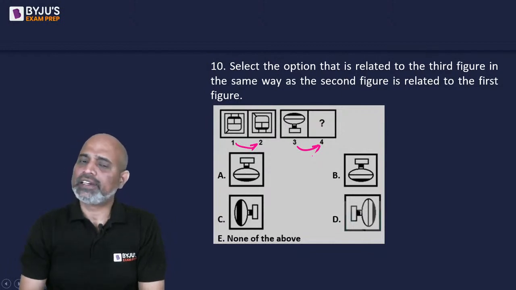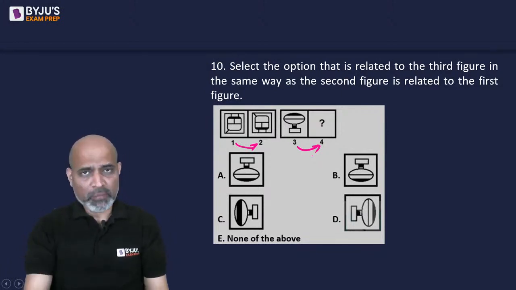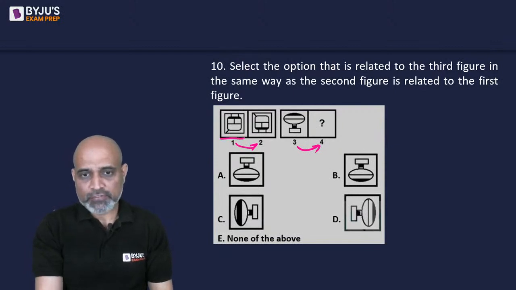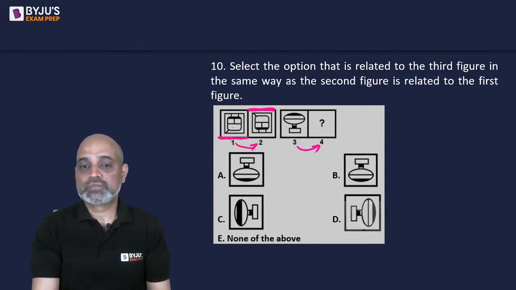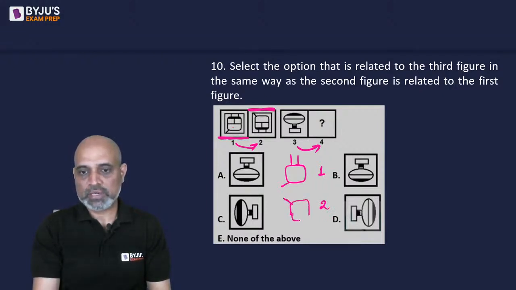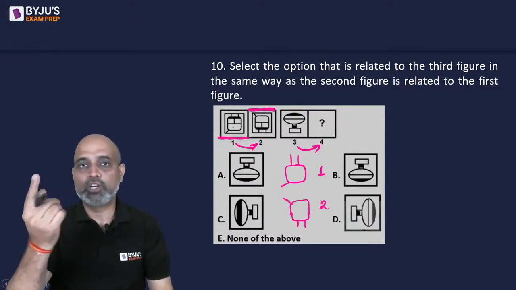So how are they related? They are mirror images, right? As in, if I join these two figures they will become mirror images of each other. Pay attention: if I draw figure 1, its basic structure is like this, and if I draw figure 2, the basic structure is something like this. So they are mirror images, but not side by side, rather bottom and top.